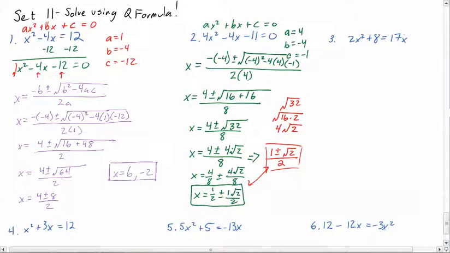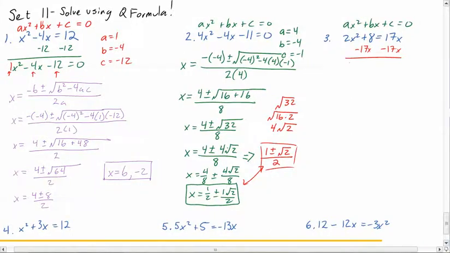Okay, so again, ax squared plus bx plus c equals 0. Is it in the correct format? No, it's not. So let's get it in the correct format. Subtract the 17x. So we end up with 2x squared minus 17x plus 8 equals 0. Now we're ready for the quadratic formula. So let's define A. A is the 2. B is the negative 17. And C is the 8.